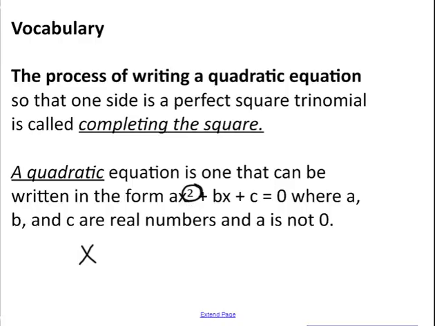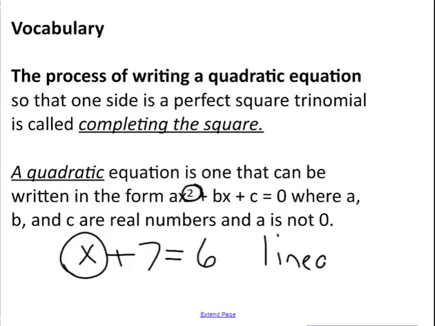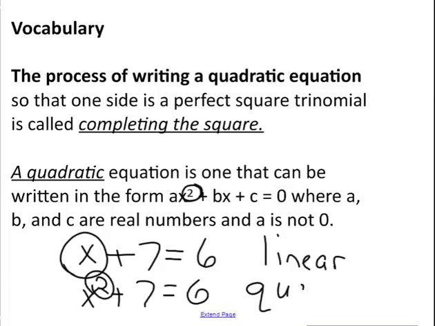If I just have x plus 7 equals 6, and as long as I don't have an x squared, we say this is a linear equation. But if I have x squared plus 7 equals 6, the x squared turns it into a quadratic.